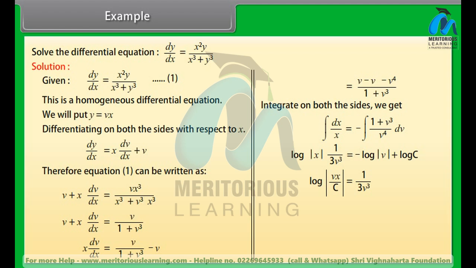Log of mod of v x by c equals 1 by 3 v cube. It implies that vx by c equals e raised to the power 1 by 3 v cube. It implies that y by c equals e raised to the power x cube by 3 y cube, or y equals c into e raised to the power x cube by 3 y cube.